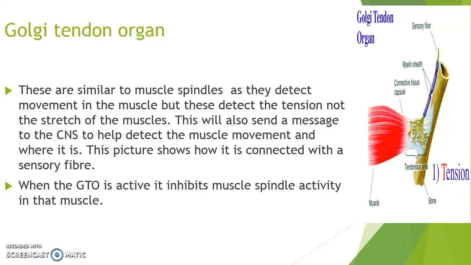When the GTO is active, it inhibits muscle spindle activity in that muscle. The reason that it does this is so a deeper or further stretch can be achieved without the muscle spindle making sure that you don't cause harm to yourself, because if you stretch too far, then the muscle spindle will come into play and try to stop you from overstretching to prevent injury, so you don't pull a muscle or do anything worse.